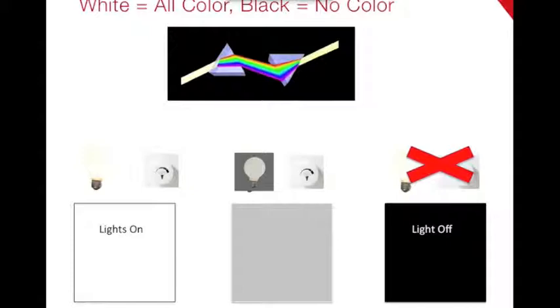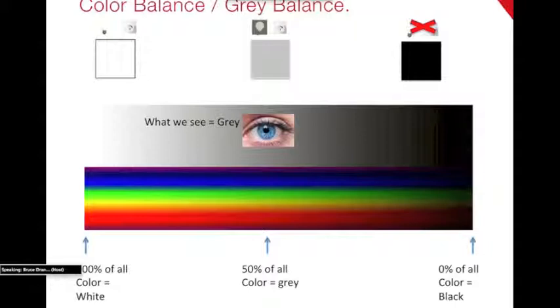So there's a lesson to be learnt here. And that lesson is that as long as colour is in balance, we will see grey. So when we see 100% of all colours, we see white. If the lights are off, we see no colour, we see black. And as long as the intensity of those colours is in the same proportions, we'll see a grey. And we can use this fact to help us appreciate how to correct images.